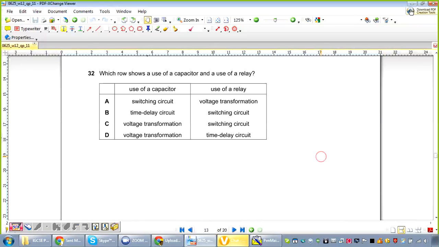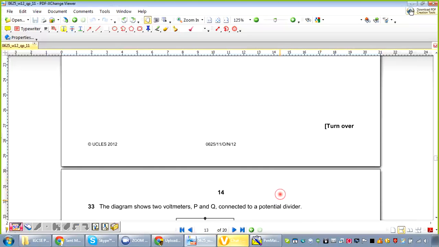D. What is a capacitor? Slows down the current. Okay, will cause time delay. And what is the use of a relay? With changing circuits. Correct. So it will be B, the second option, no? Yeah, that only. Okay, I thought you said D. No, no, the second option. Okay.